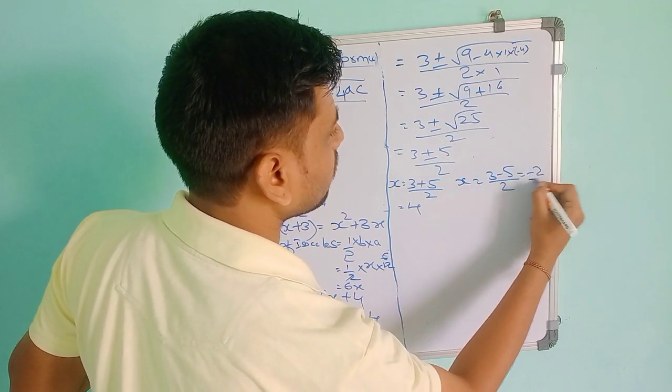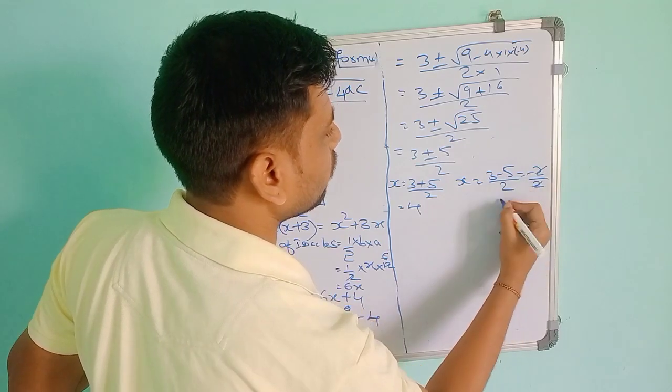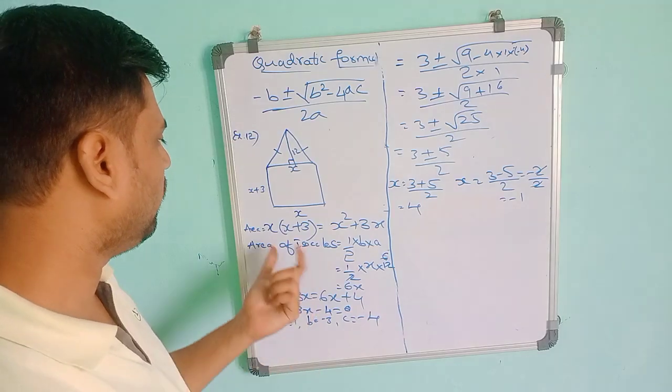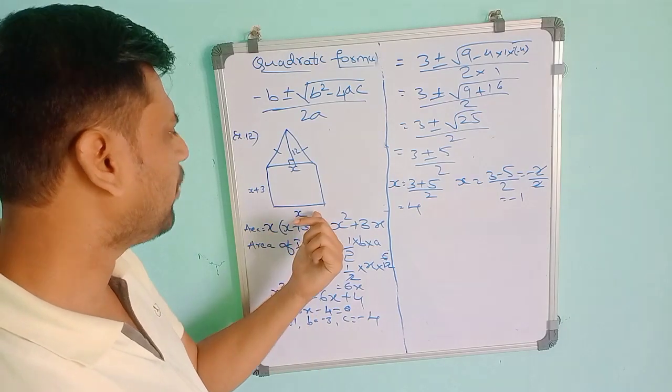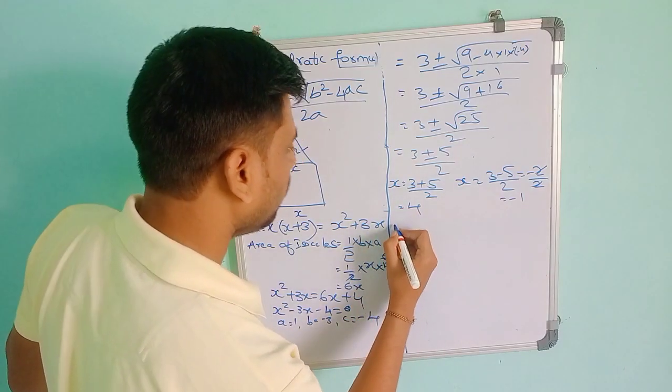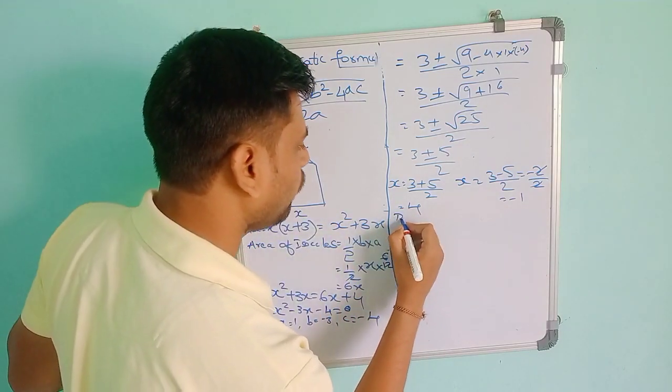It will be minus 2 divided by 2. This will become minus 1. But minus 1 is not the breadth value, because the breadth value will always be positive. So you can take 4. Then the breadth is equal to 4.